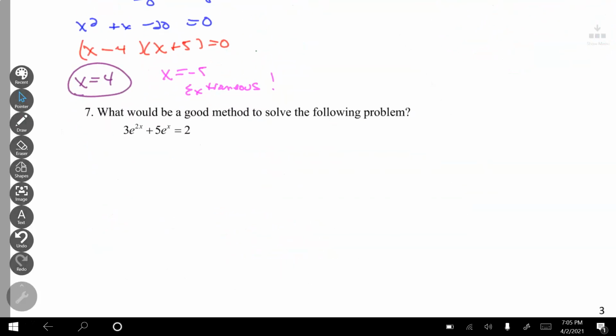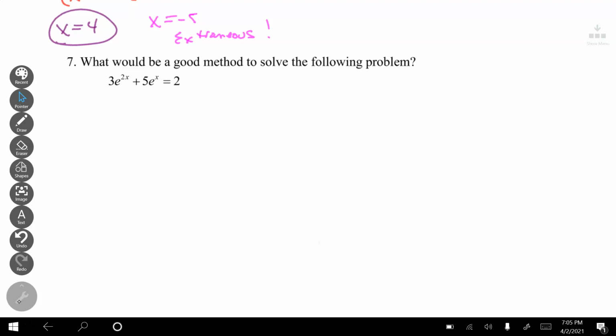Now this last one, this is as tricky as whatsoever. It's like, holy crap, I have e to the 2x, I have e to the x. It's a lot going on here. So I'm going to use a substitution trick. And the idea is that I'm going to let w, you could choose any letter you want, I'm using w. I'm going to let w be e to the x. I'm going to let w squared be e to the 2x.